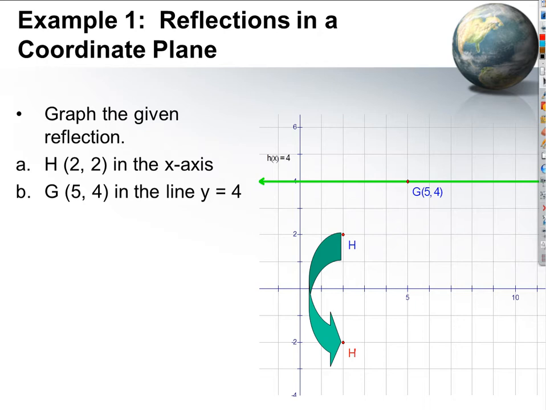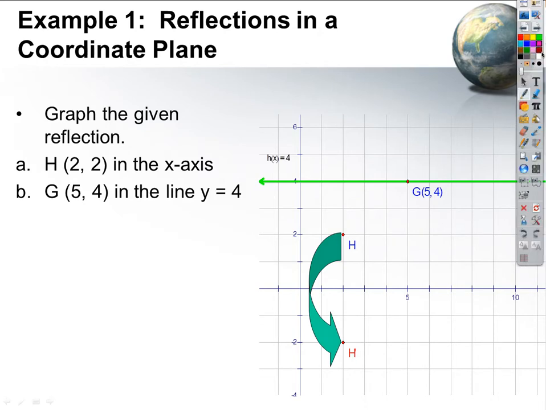Okay, so what about these? Let's look at some reflections. Now we're gonna start off here focusing on simple reflections. We're gonna focus on reflections over horizontal and vertical lines. So what's gonna happen if, first of all, I want to reflect point H, which has coordinates 2, 2, in the x-axis? So let me draw the x-axis so everybody can focus on that. Here it is, right here.